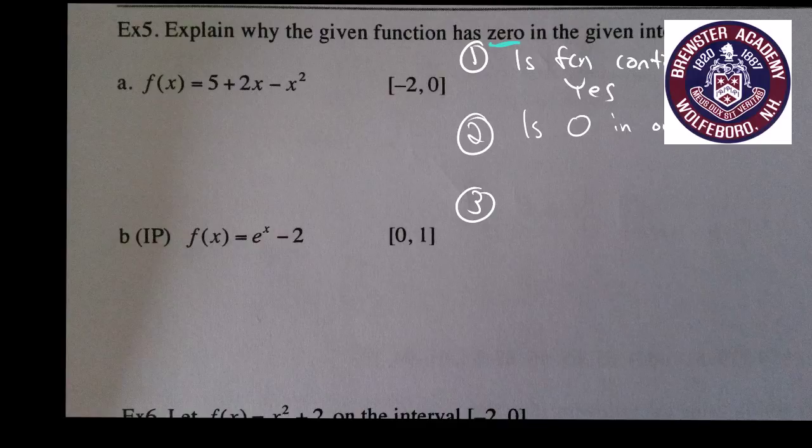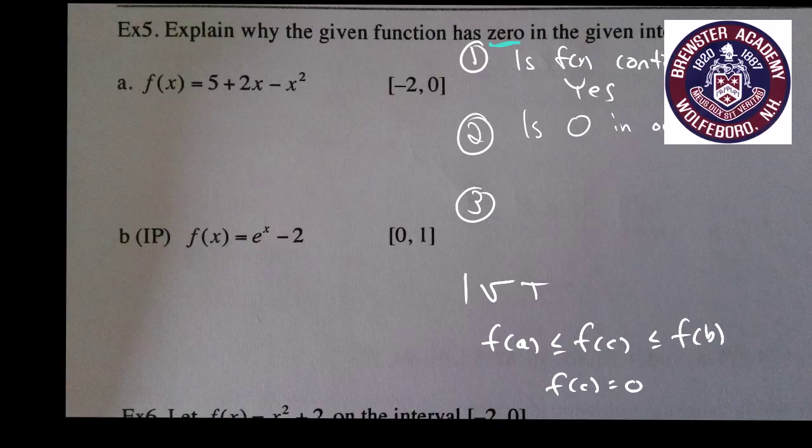So is 0 in our interval? That's the next step. We know by the intermediate value theorem that if 0 is in our interval, that means that f of a is less than or equal to f of c, which is less than or equal to f of b, and f of c equals 0. We want to know if 0 is in our interval. So now all we have to do is find f of a and f of b.